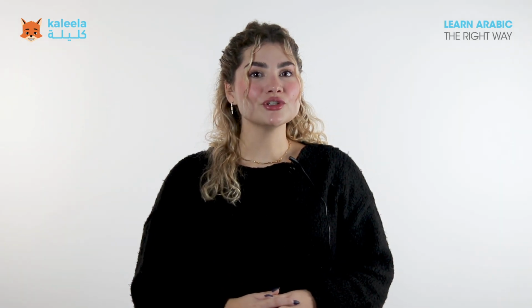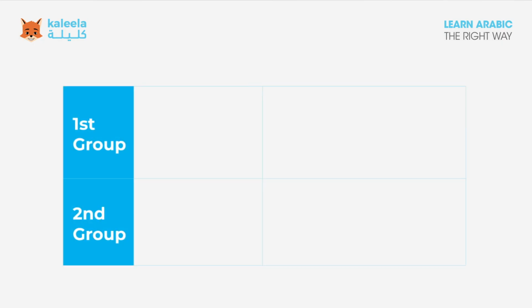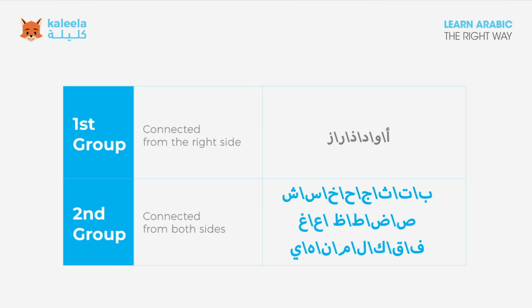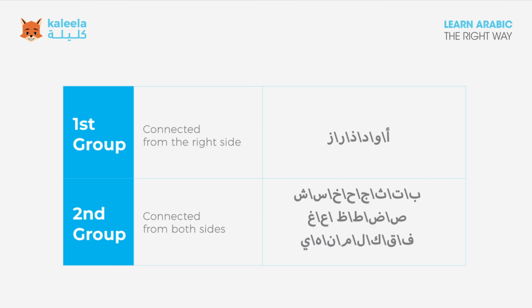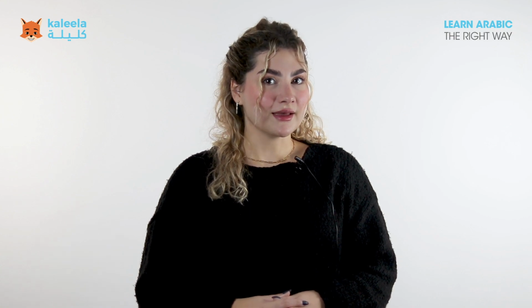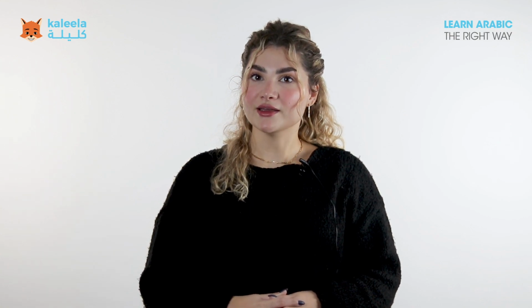Before getting to know more shapes of the letter Ba, please note that there are some Arabic letters that can only be connected from the right side, as shown in the first group, and the rest from both sides, as in the second group. And since we're talking about the letter Ba, it falls in the second group, the letters that can be connected from both sides. Watch the video till the end to know how the letter Ba is connected from both sides.